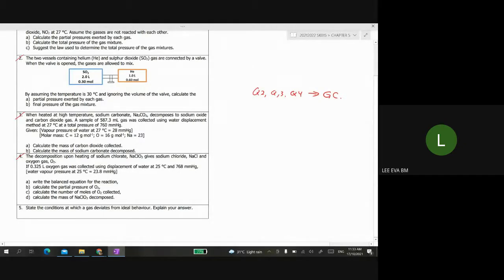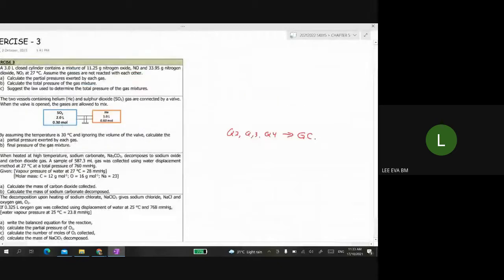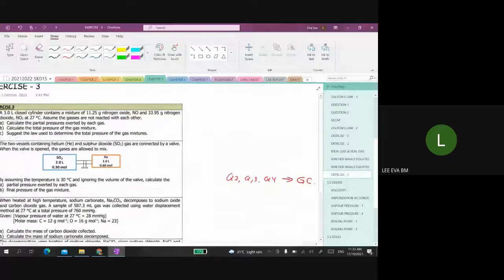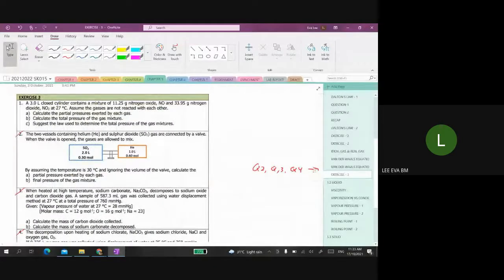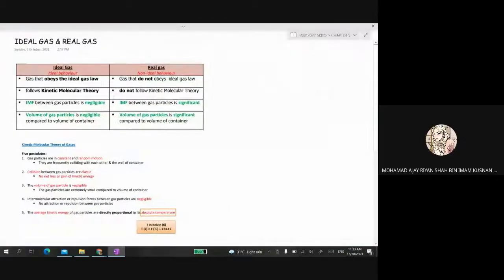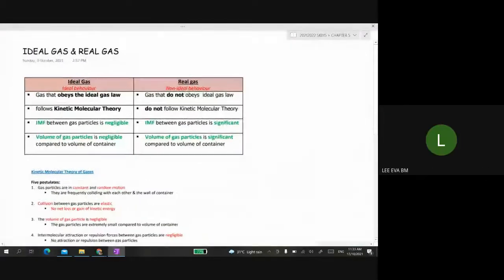Ada soalan nak tanya? Today you are a little bit quiet, ya? Tak ada. Ke sebab madam pakai mask, you tak nampak? Tak jelas ke suara madam? Jelas, madam. Jelas ya? Okay.